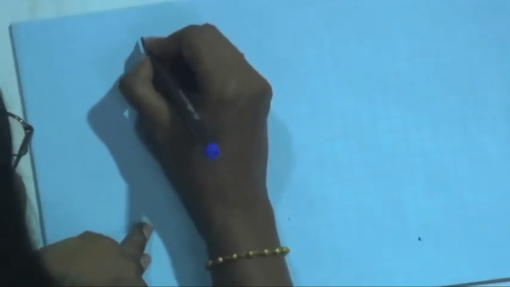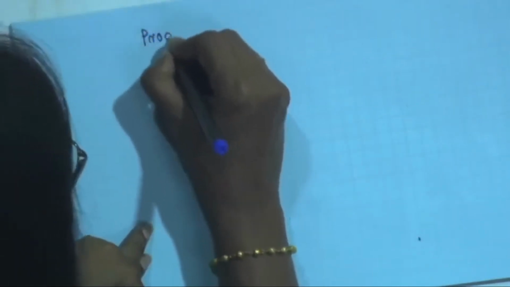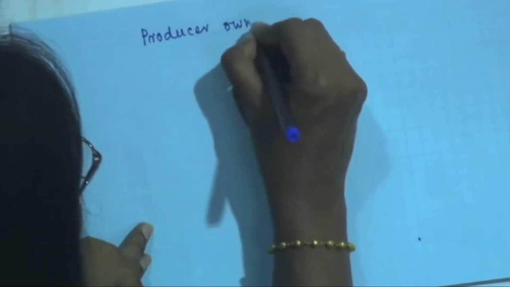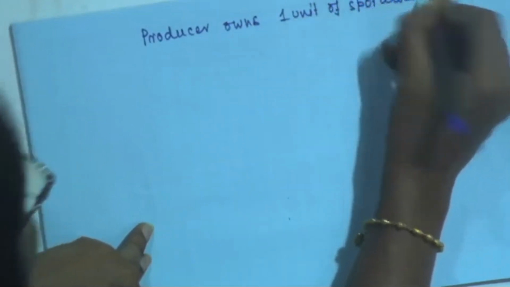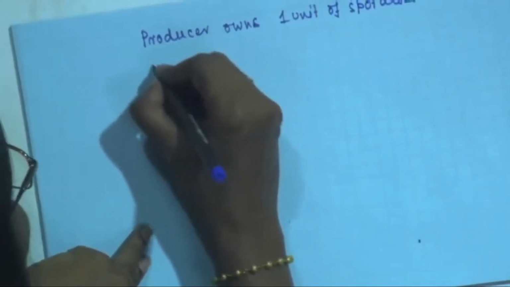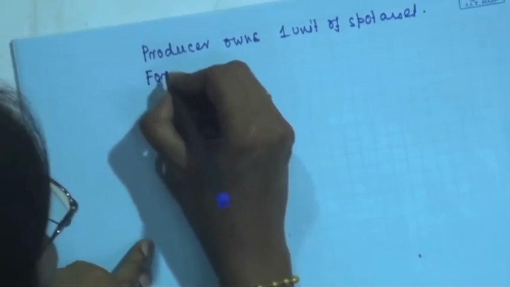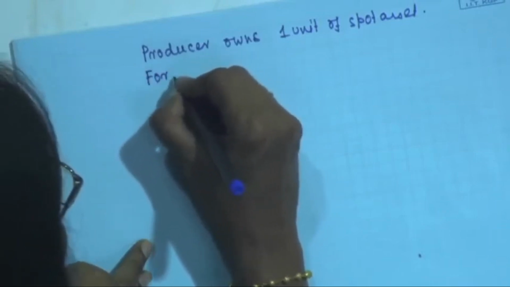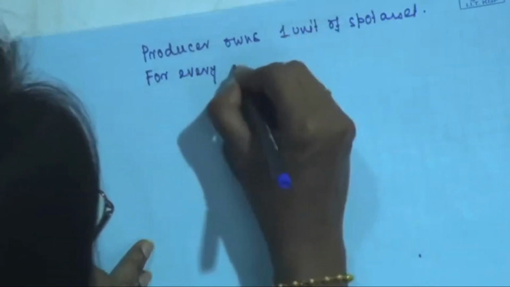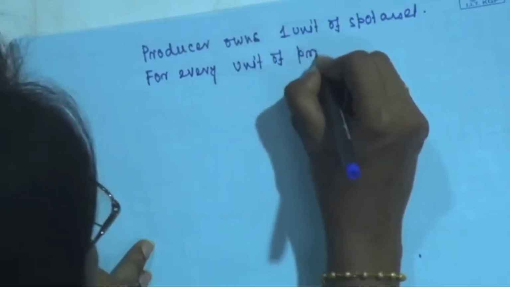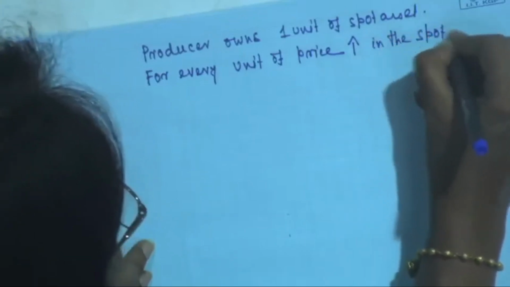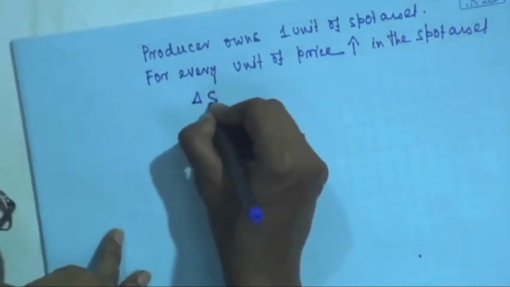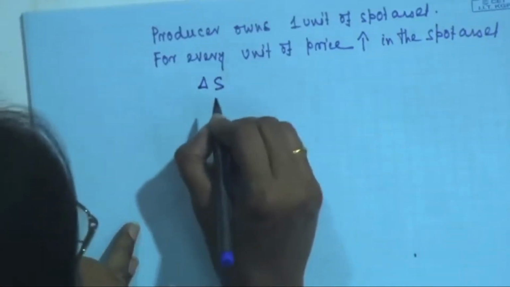Now let's say the producer owns 1 unit of spot asset, and for every unit of price increase in the spot asset, he is going to benefit delta S. So his benefit is going to be delta S.